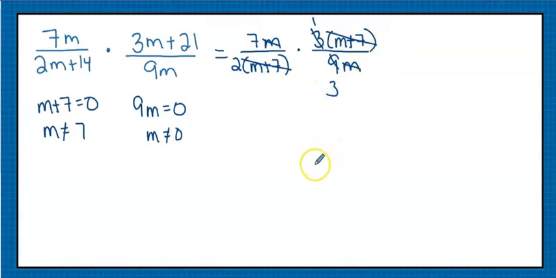All right, I think I've got everything here. I don't have any variables left. I have a 7 in the numerator and a 2 and a 3 in the denominator. So now what I do is I bring that 7 over and I multiply the 2 times the 3. So the answer to this is simplified this times this. So I need to state that my answer is 7/6 as long as m does not equal 7 or 0.